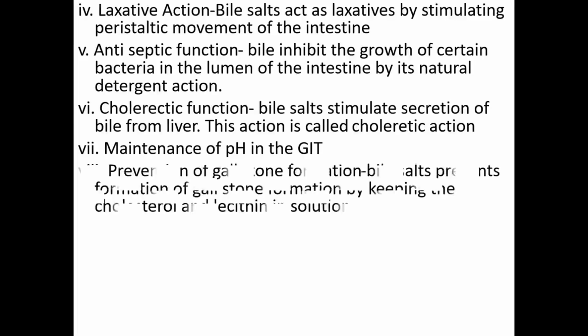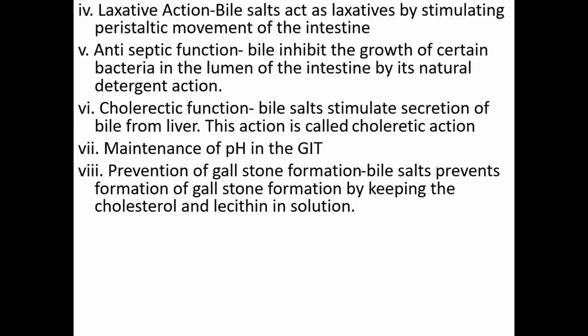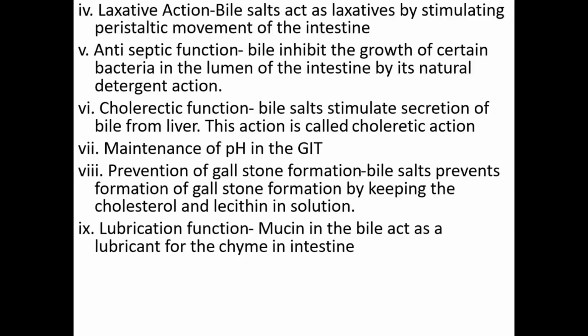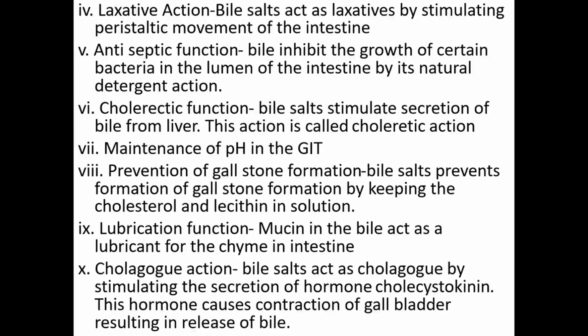Maintenance of pH in the GIT. Prevention of gallstone formation: bile salt prevents gallstone formation by keeping cholesterol and lecithin in solution. Lubrication function: mucin in the bile acts as a lubricant. Cholagogue function: bile acts as a cholagogue by stimulating the secretion of the hormone cholecystokinin. This hormone causes contraction of the gallbladder, resulting in release of bile.